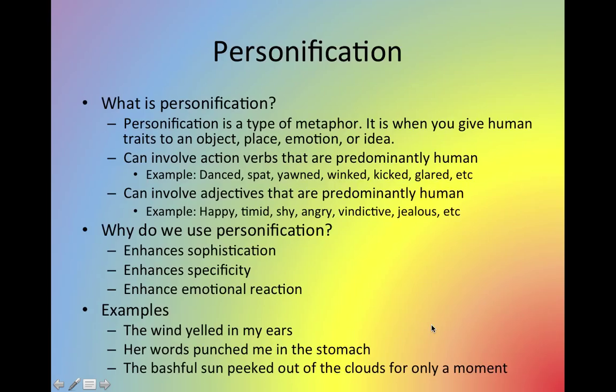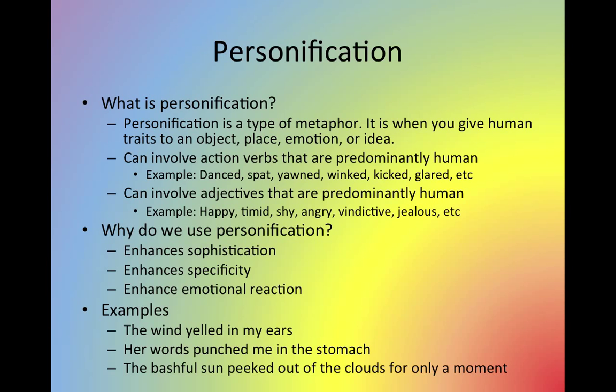All right, the next one is personification. Personification is a little bit more complicated. Personification is a type of metaphor. It's when you give human traits to an object, place, emotion, or idea. So you can do that in two ways. The first way is to involve action verbs that are predominantly human. So in other words, have that object or place or emotion or idea doing something that humans usually do, not clouds or words or whatever. So some examples would be danced, spat, yawned, winked, kicked, glared, etc. These are all things that humans do, not necessarily objects. So if you make the objects do it, that's personification.